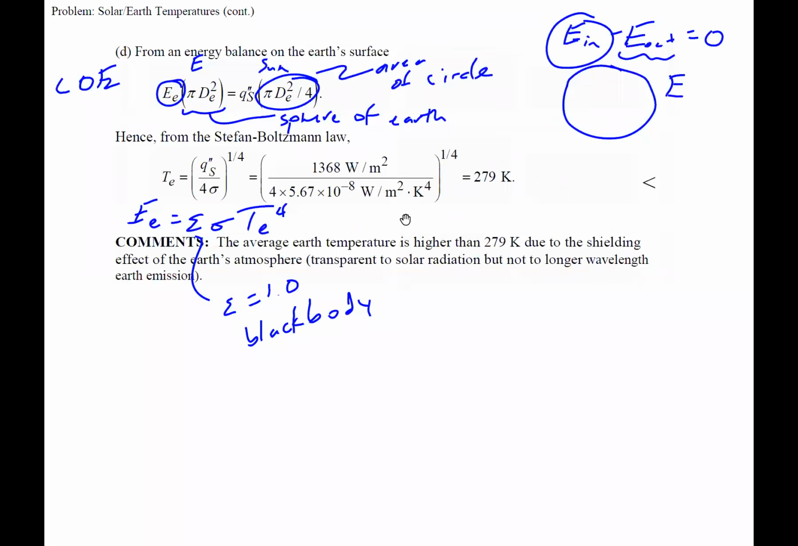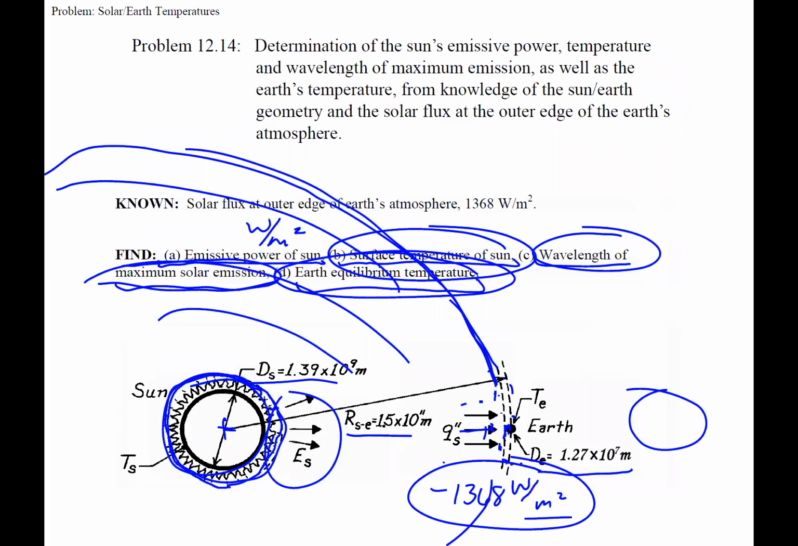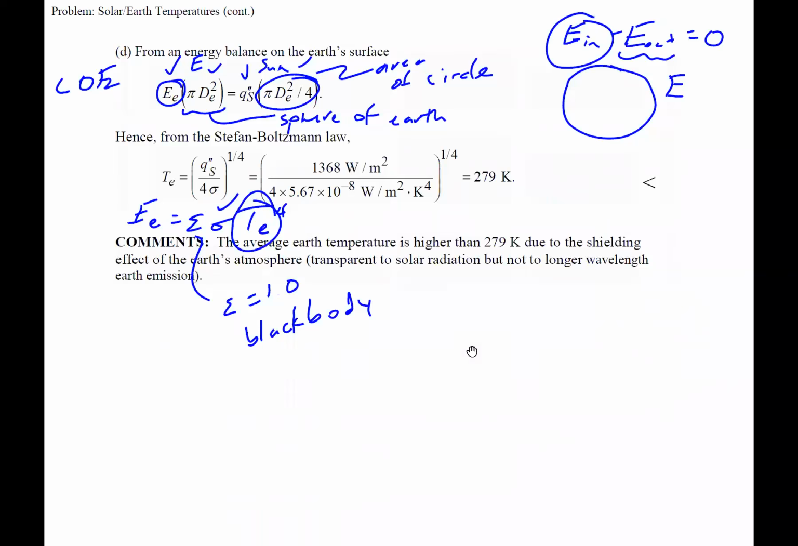Okay, so in this equation, we're looking for the temperature. We have emissivity, we have the Stefan-Boltzmann constant. So if we come up here, then we have an equation for that emission. We have all these diameters. We have that heat flux at the outer atmosphere, which was given to us in the problem. So then solving those two equations for the temperature of the Earth, we get 279 Kelvin as the average Earth's temperature.